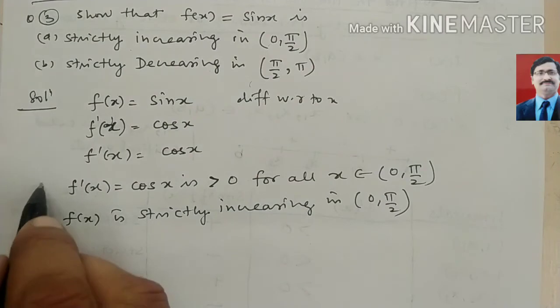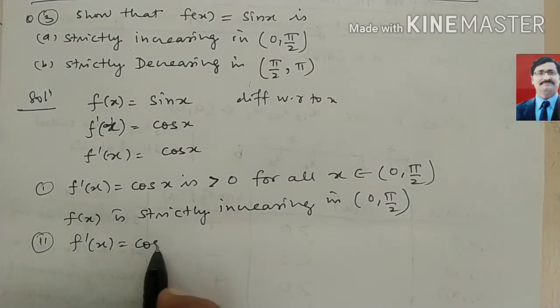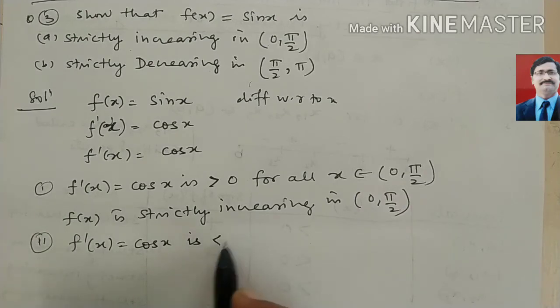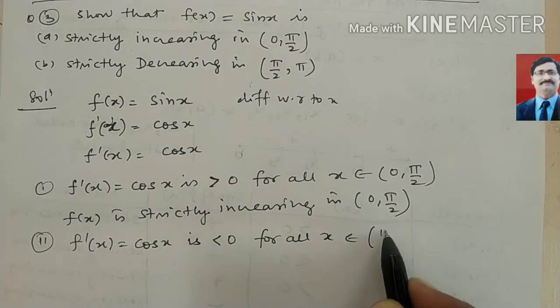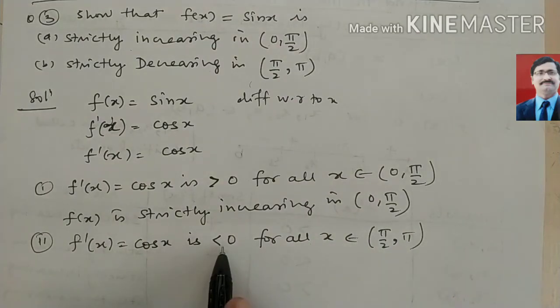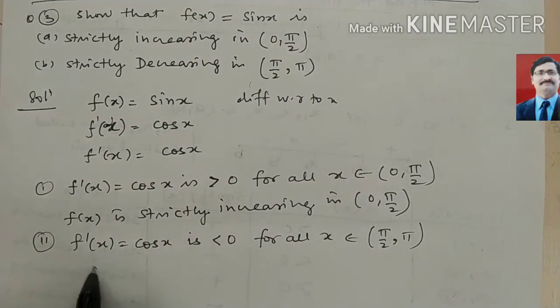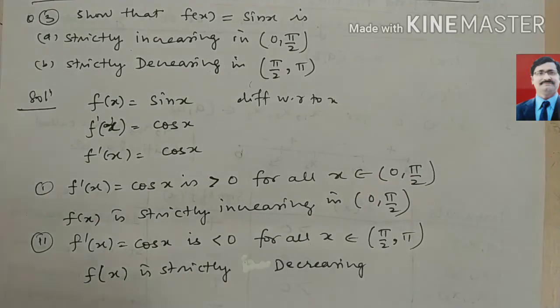And look here, second we take f dash x equal to cos x is less than 0 for all x belongs to pi by 2 to pi. Look here, pi by 2 to pi means second quadrant, and in the second quadrant cos is negative, less than 0. So you can write f(x) is strictly decreasing in pi by 2 to pi.